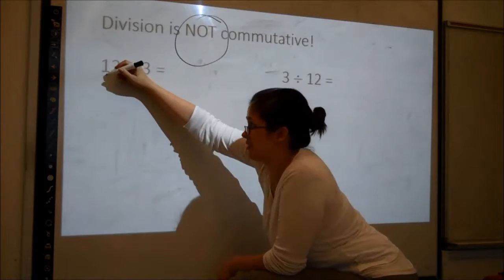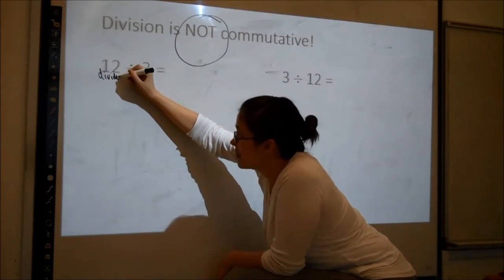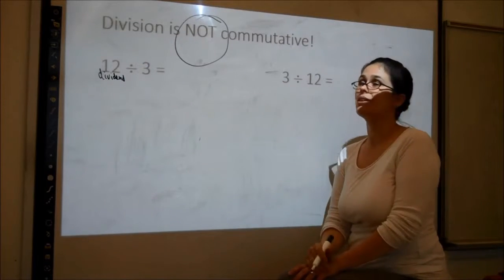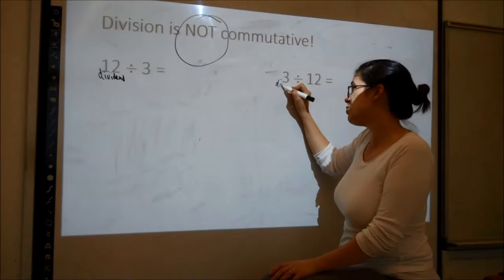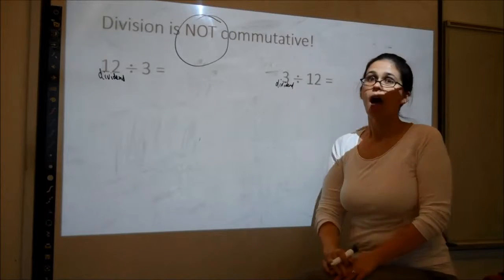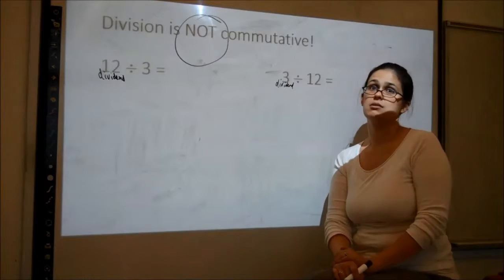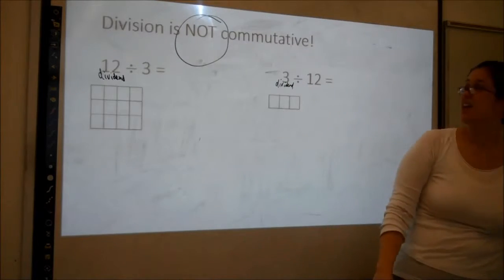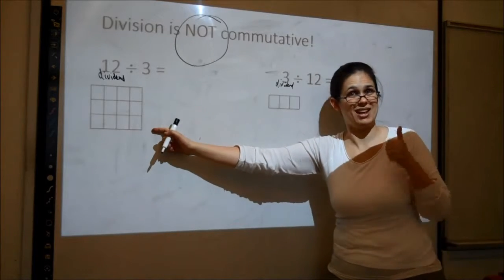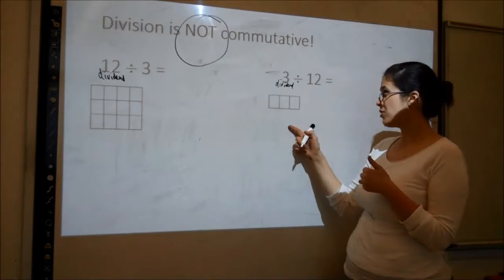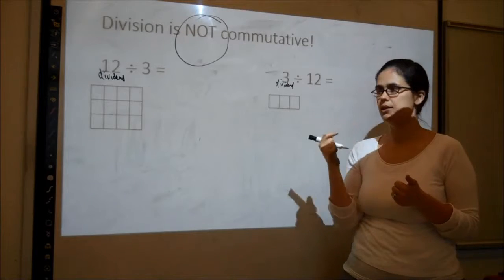Here, 12 is the dividend. That 12 is the number you start with. Here, 3 is the dividend. 3 is the number you start with. And so imagine if this was brownies, right? Here I start with 12 brownies. That's a lot of brownies. Here I only start with 3 brownies. That's not very many brownies.